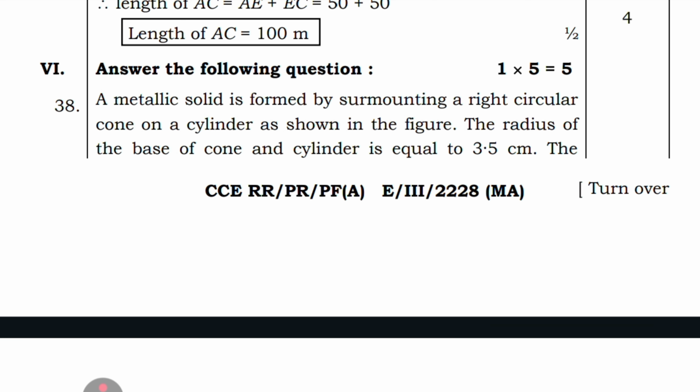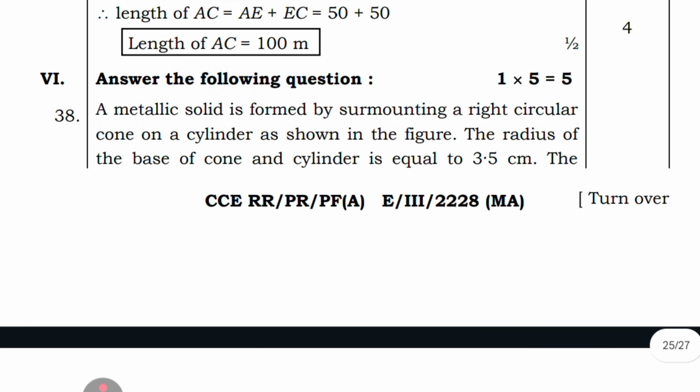Length of AC is equal to 100 meter. You should write the unit. If you do not write the unit, they will cut the half marks directly.